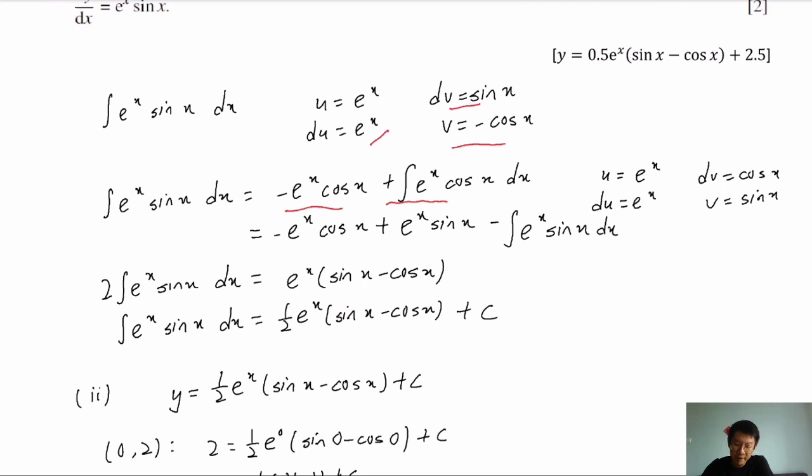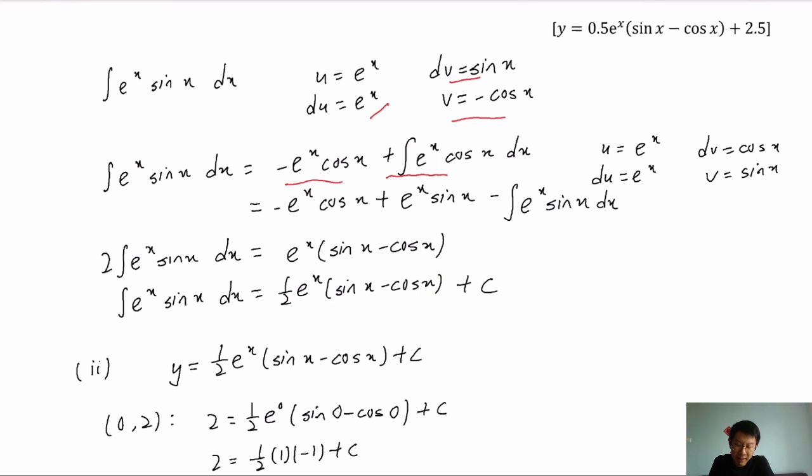From there, we will have the first term just like this. For the second one, we need to integrate e power x cos x. So for this e power x cos x, we need to use integration by parts again.